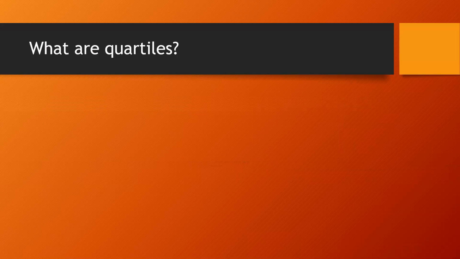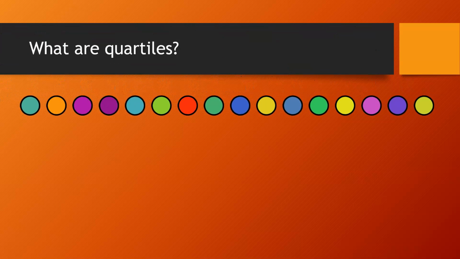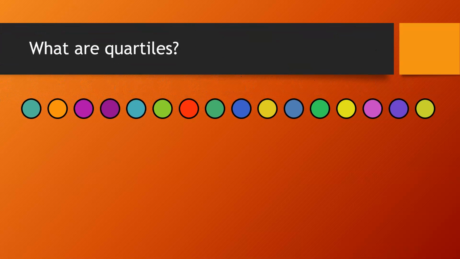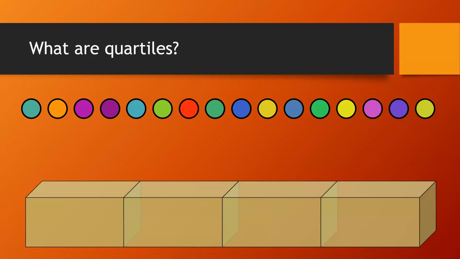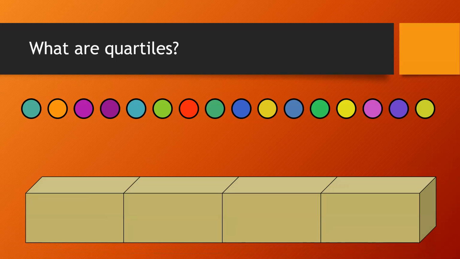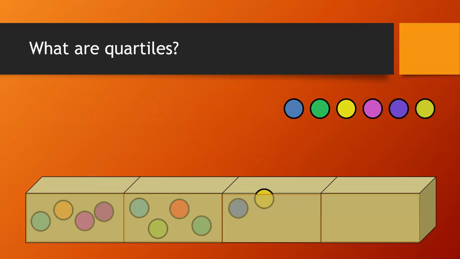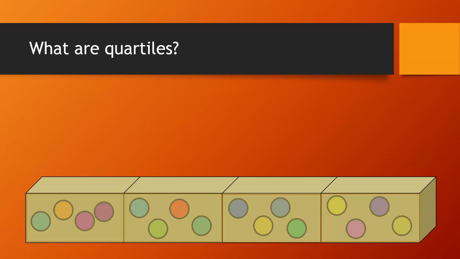When we divide data into quartiles, we take that data and divide it into 4 equal pieces. Think of it like having 4 boxes that are the same size and putting the data in the boxes so that each box has the same number of pieces in it.